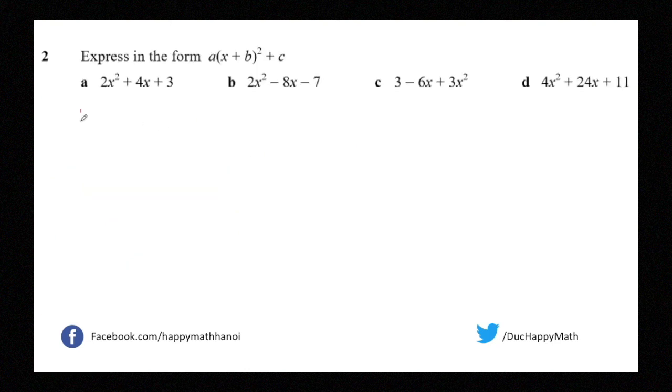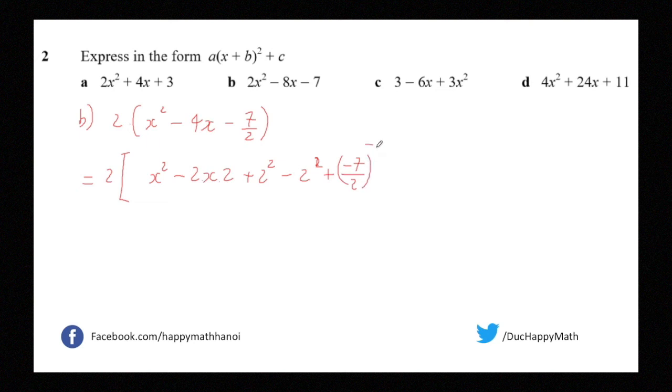Question B. I have to take the 2 outside. So inside the bracket the remainder is minus 4x and minus 7 over 2. And you know why? Because you take the factor of 2 outside. So in the bigger bracket, x square means a square minus 2ab, 2a and b here is 2, plus b square and minus 2 square, and rewrite the minus 7 over 2.